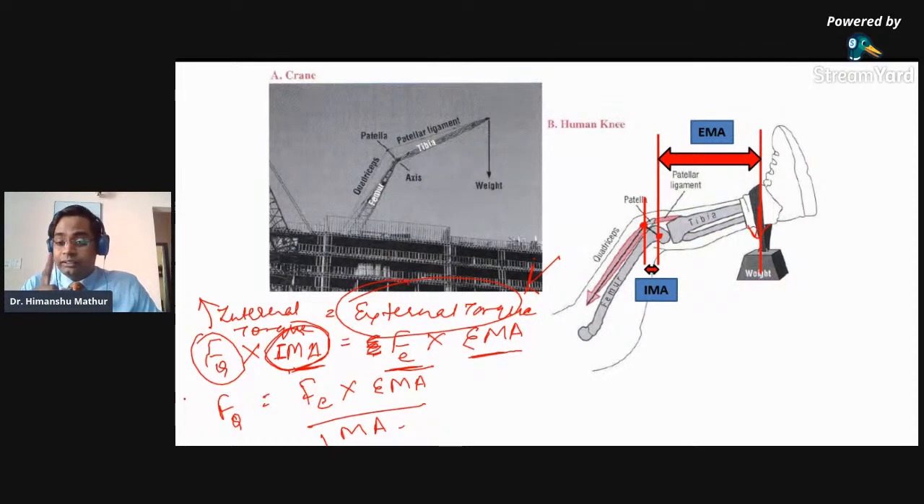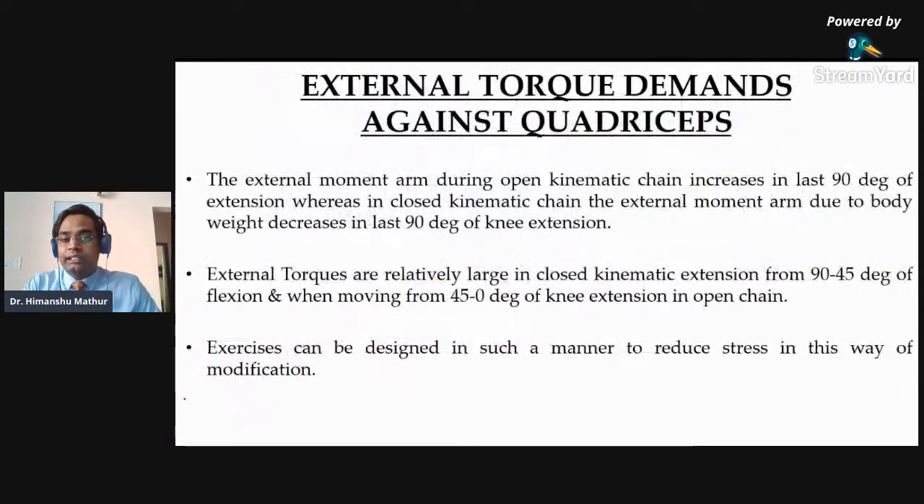ठीक है, तो नाउ दिस इज द रीजन, दिस विल गिव यू अ वेरी गुड क्लिनिकल इंसाइट दैट द एक्सटर्नल टॉर्क्स आर रिलेटिवली लार्ज in close kinematic chain when we talk about the extension from 90 to 45 degrees. ओके, जब मैं 90 से मतलब मिड स्क्वाट से 45 के बीच में आता हूं, तो भी जो एक्सटर्नल टॉर्क डिमांड्स होती हैं वो हमेशा ज्यादा होती है. तो अगेन अगर एक्सटर्नल टॉर्क डिमांड्स उस रेंज के बीच में ज्यादा होंगी तो मेरी क्वाड्रिसेप्स को ज्यादा काम करना पड़ेगा.